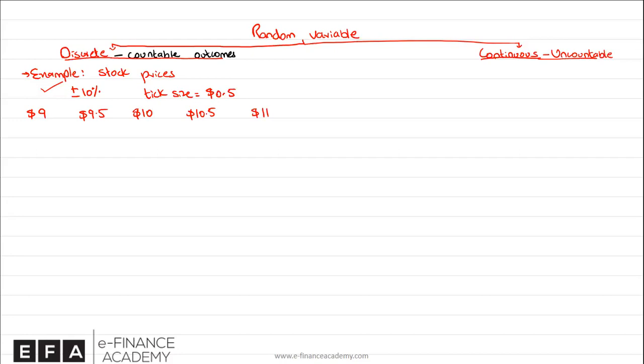Hence, a stock price distribution or data of stock prices would be considered as discrete, although even stock prices can be modeled as continuous as well. So on the other hand, we said that stock returns are continuous. So stock returns are an example of a continuous random variable. Think of it like this.